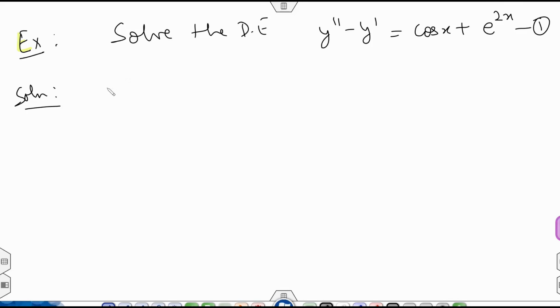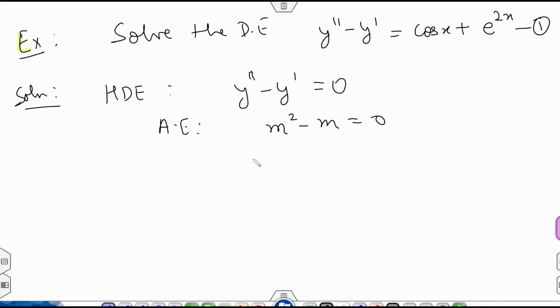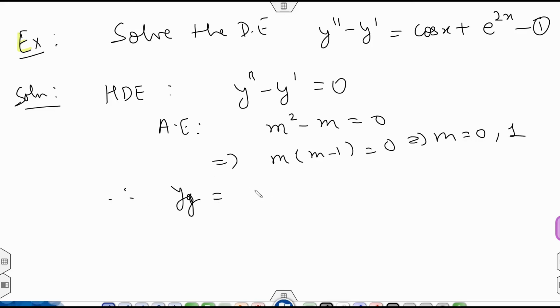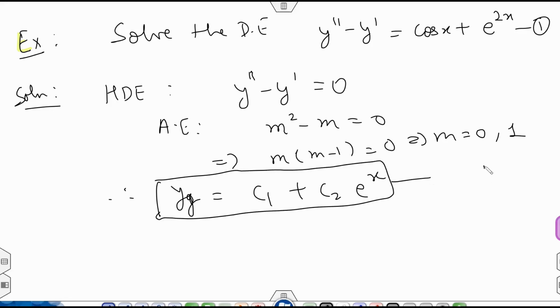Here the homogeneous differential equation is given by this, and the auxiliary equation will be m square minus m equal to 0. This implies that the roots are m equal to 0, 1, and therefore your yg will be equal to c1 plus c2 e to the power x. Call this equation number 2. Now what is your step 2? This was your step 1 to find yg. Now we will move on towards finding the value of yp.